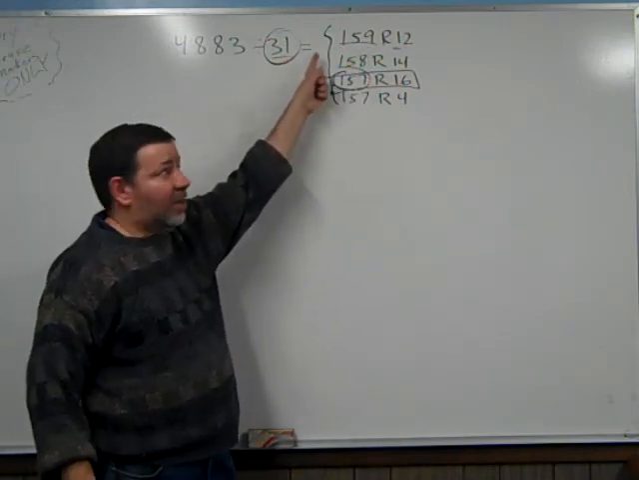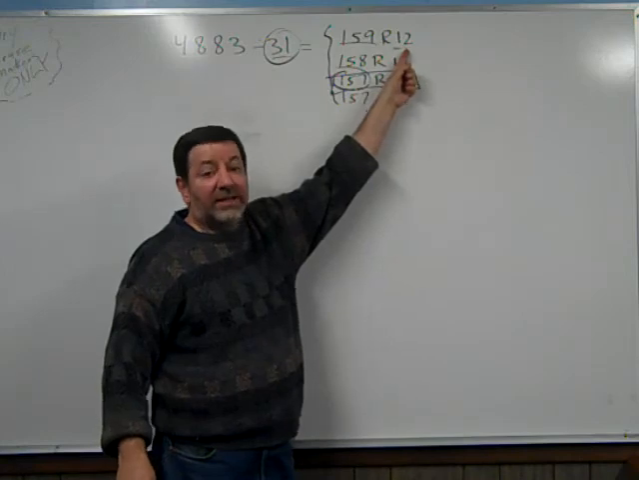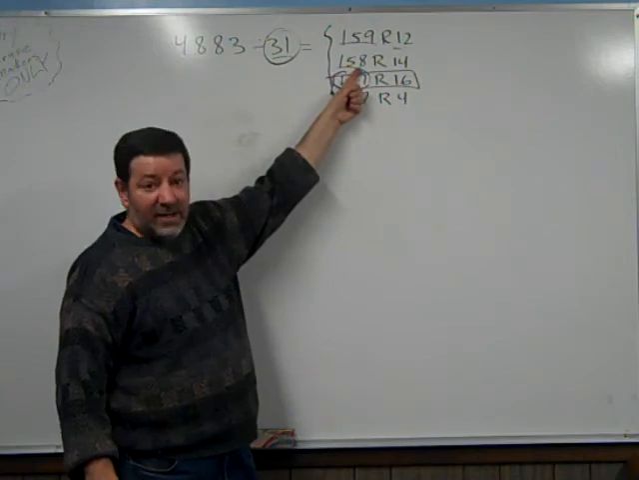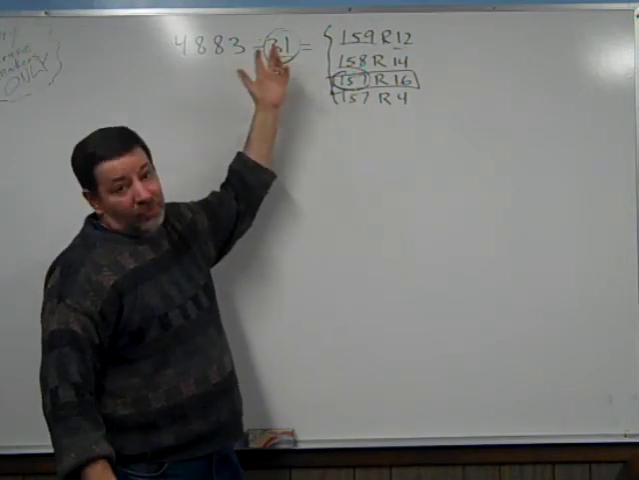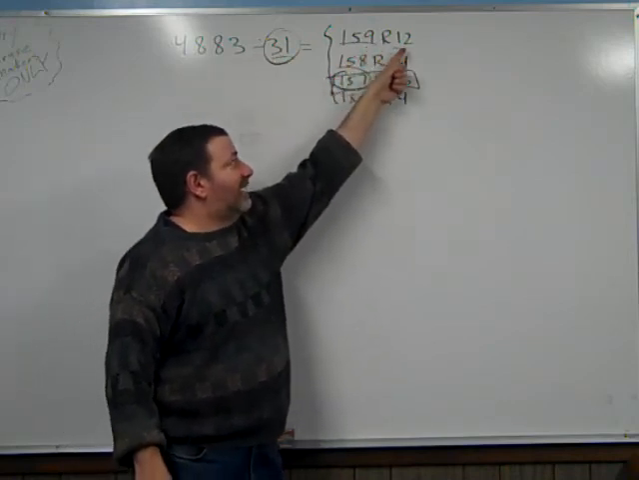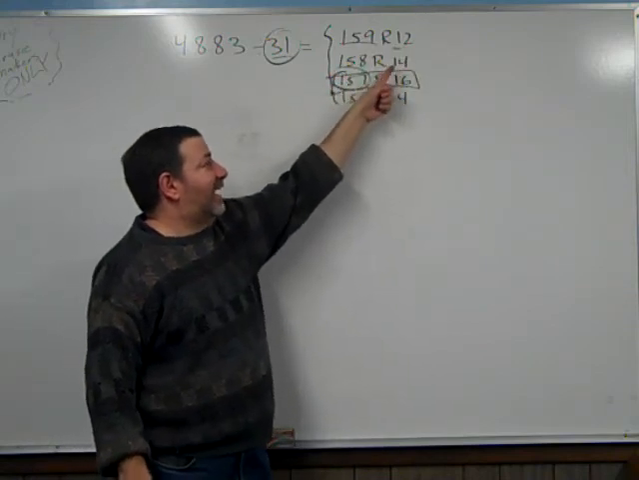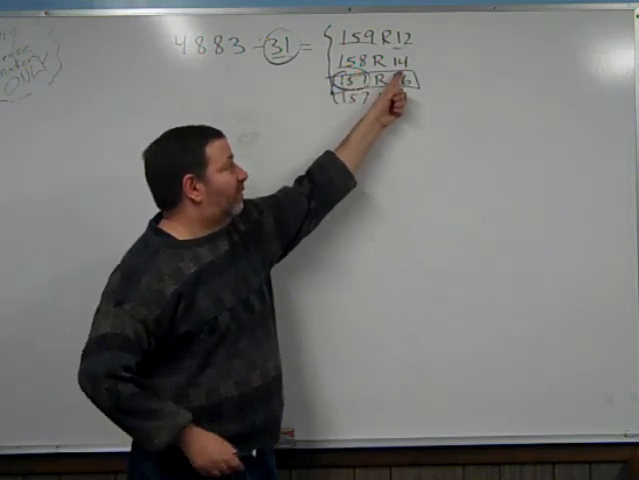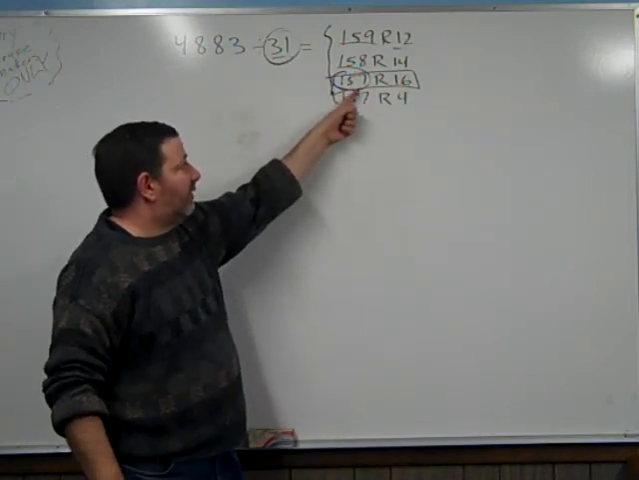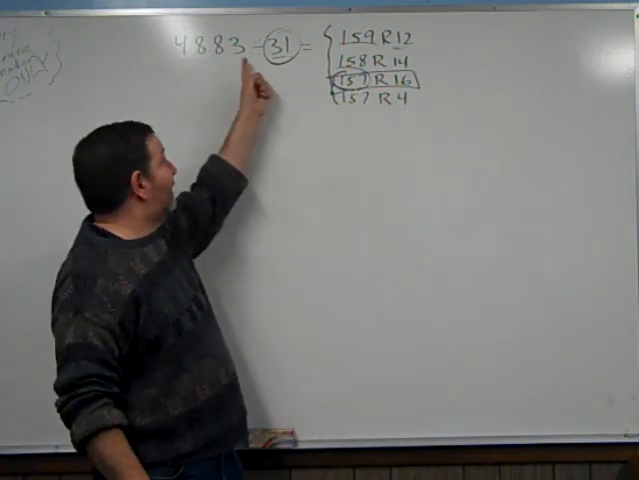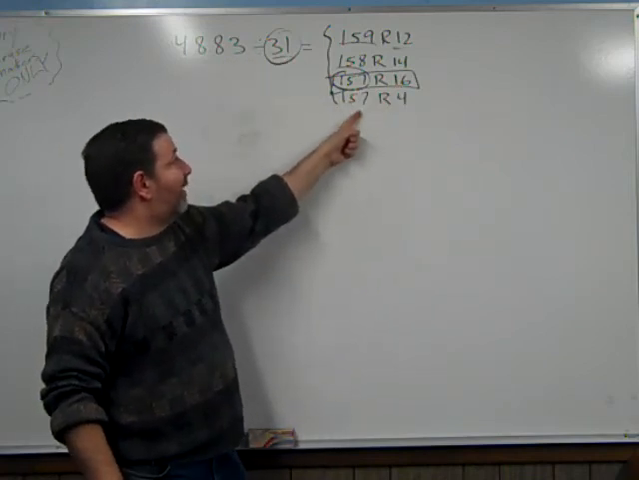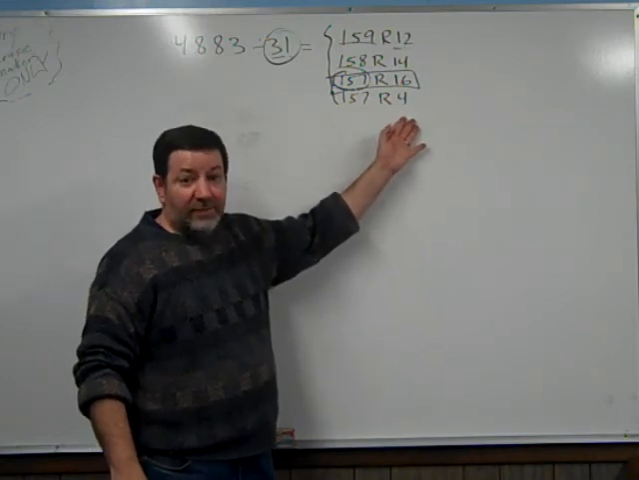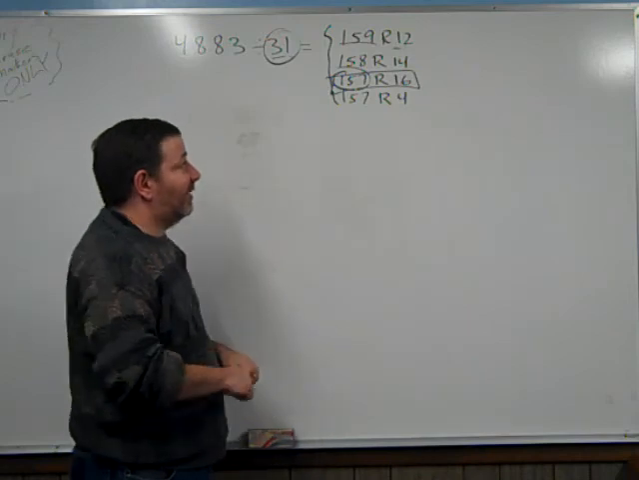9 times 1 ends in a 9. Add 2 to 9, that ends in a 1. That's not a 1. 1 times 8 is 8, plus 4, it ends in a 2. 7 plus 6, yeah, that ends in a 3. 1 times 7 is 7, plus 4 more, it ends in a 1. 11 ends in 1. The answer is this one.